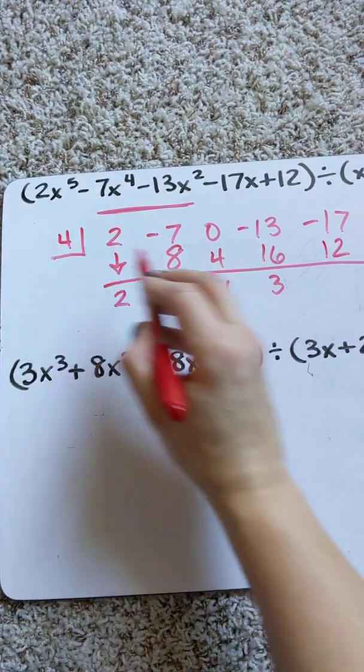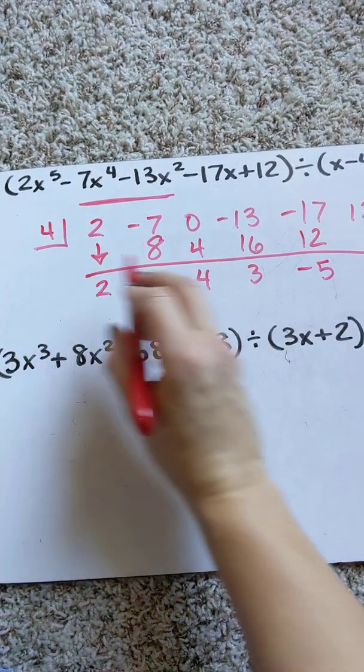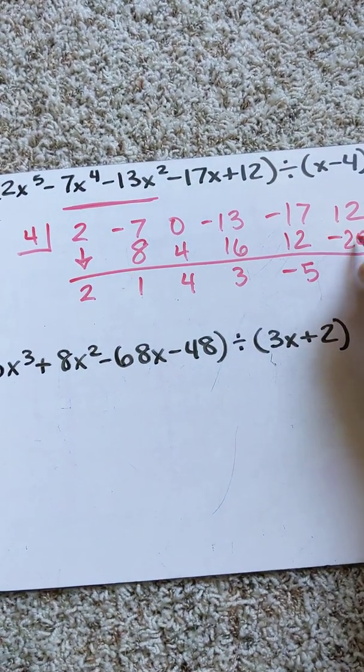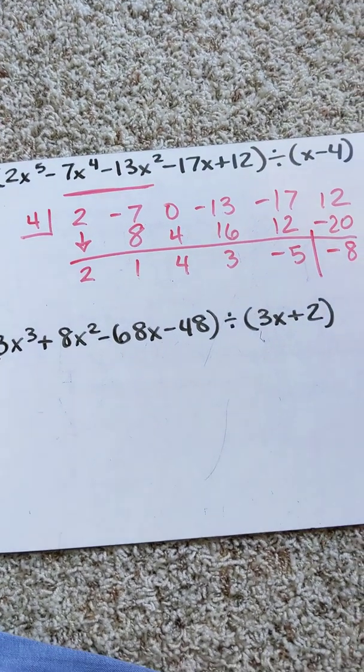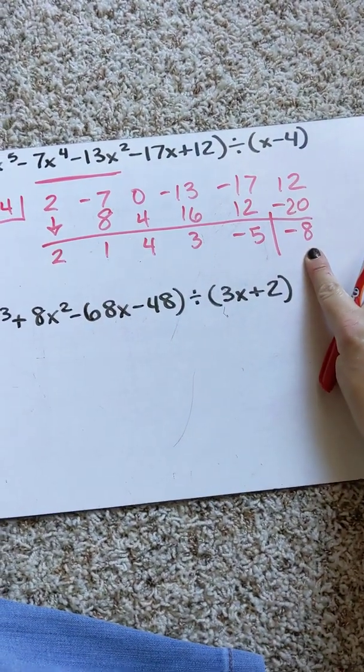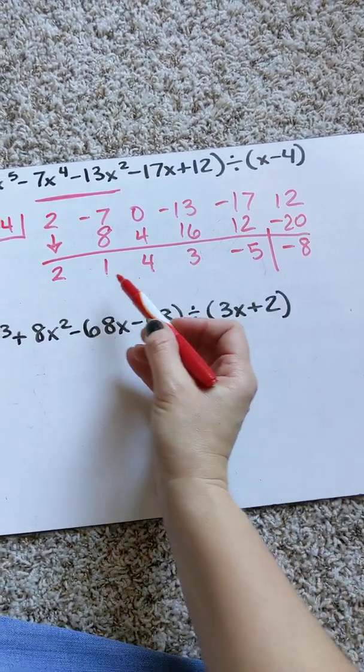Again, just keep multiplying. That's how I get this. Add those. Multiply, add. And I like to draw a line here at the end. That is your remainder. And then these go number, x squared like that.